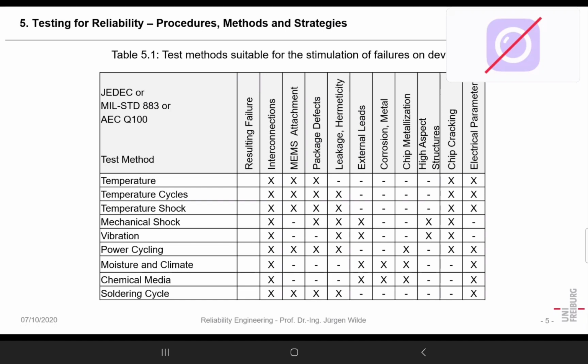From 1990 on, there were several trends. One of the trends was going away from hermetically sealed devices. That means from ceramic and metal packages to plastic packages. And plastic packages at that time were estimated as much more unreliable than hermetically sealed devices.